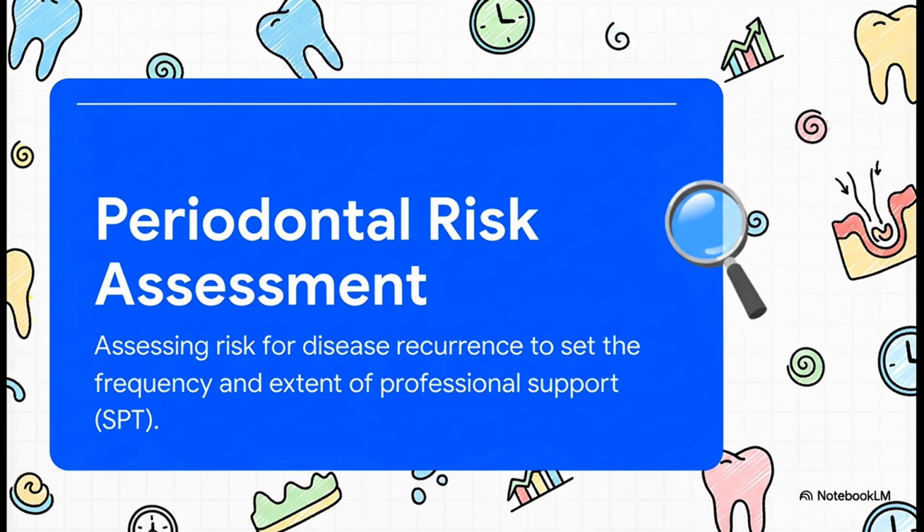So what is the Periodontal Risk Assessment really? Well, it's a systematic way to figure out a patient's risk of their disease coming back. And why does that matter? Because it lets us dial in the perfect frequency for their maintenance visits. This way, we're not undertreating the high-risk folks or overtreating the ones who are perfectly stable. It's about finding that sweet spot.